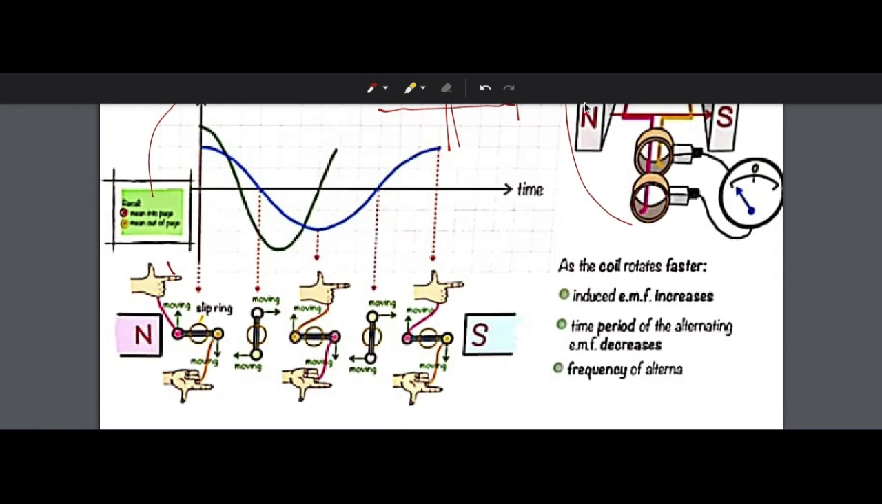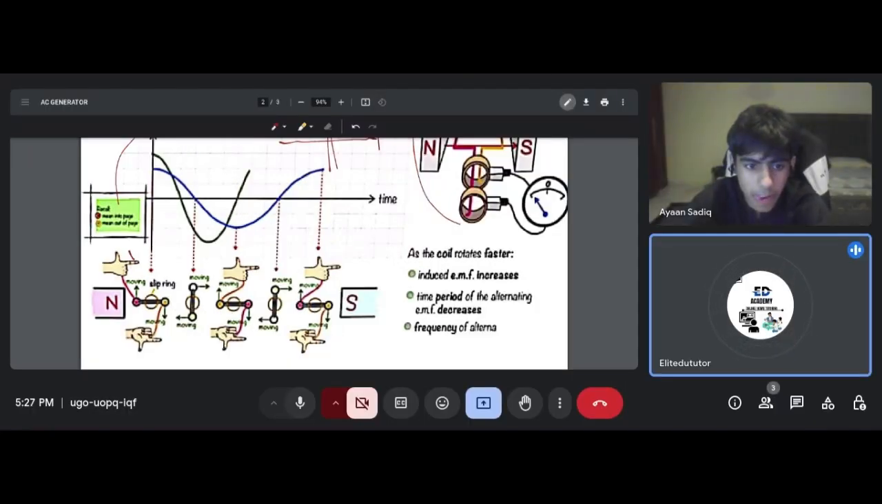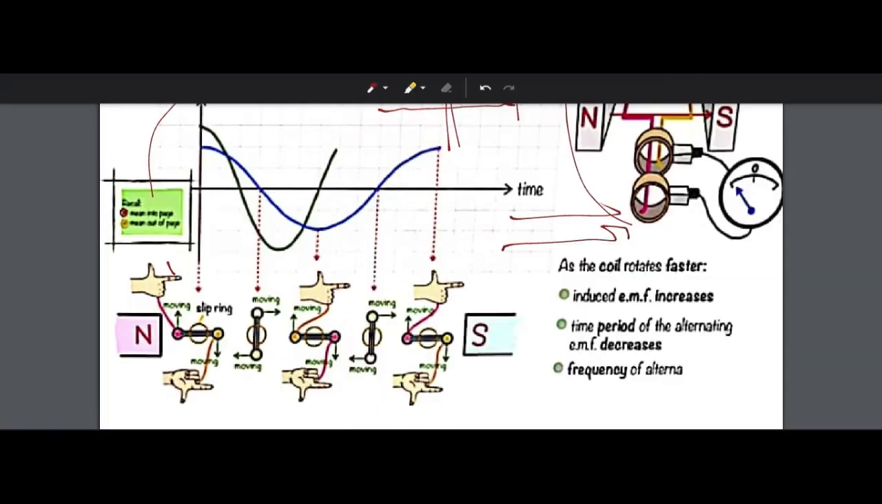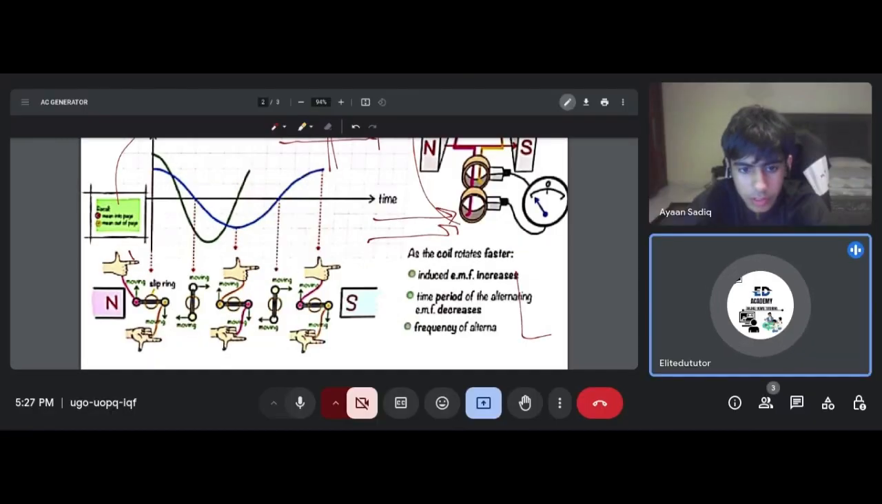The induced EMF then decreases as the angle between the coil's movement and the magnetic field decreases. The induced EMF is 0 when they become vertical, because they are parallel. Parallel means the value becomes 0. When they are perpendicular, they make a 90 degree angle. So the coil is vertical after 90 degrees of rotation, because the coil's movement and the magnetic field are parallel. The induced EMF then reverses due to the action of the slip rings.